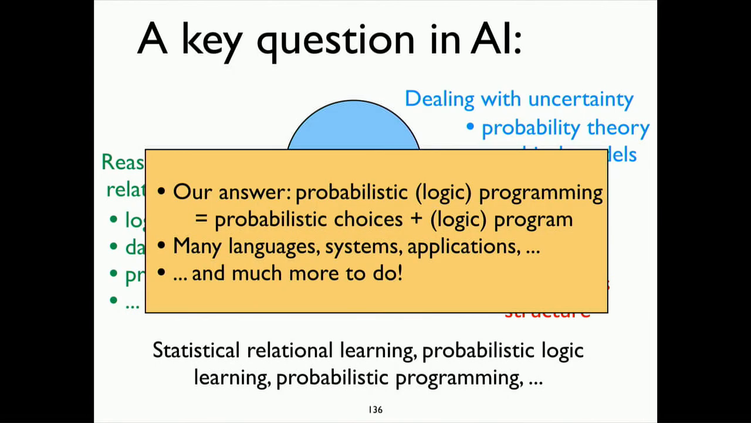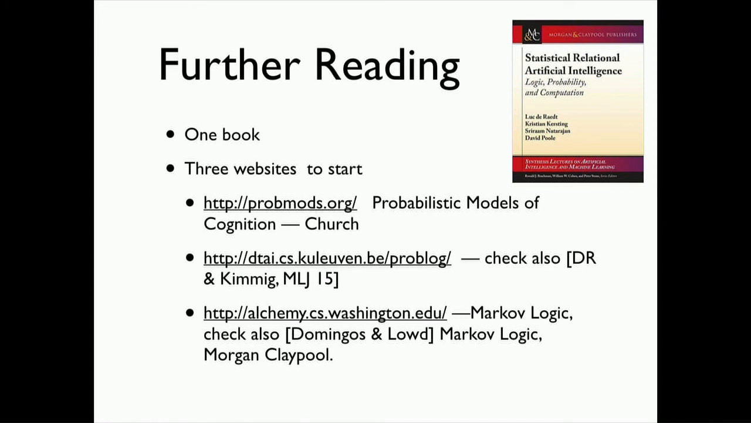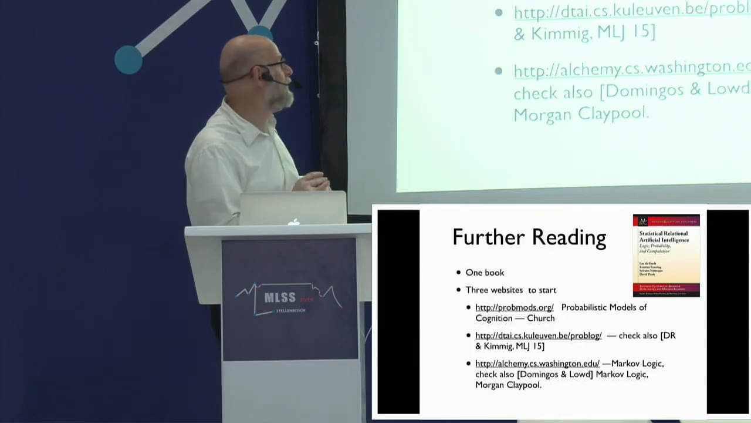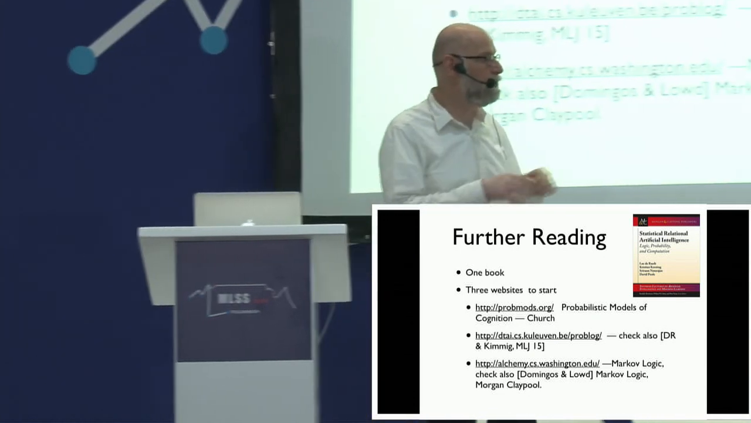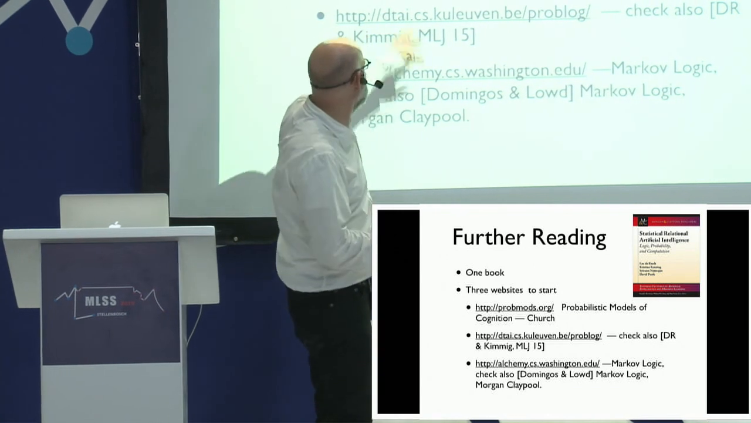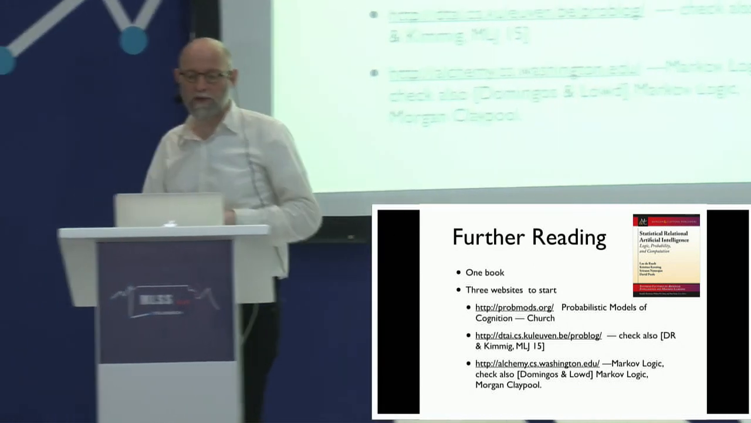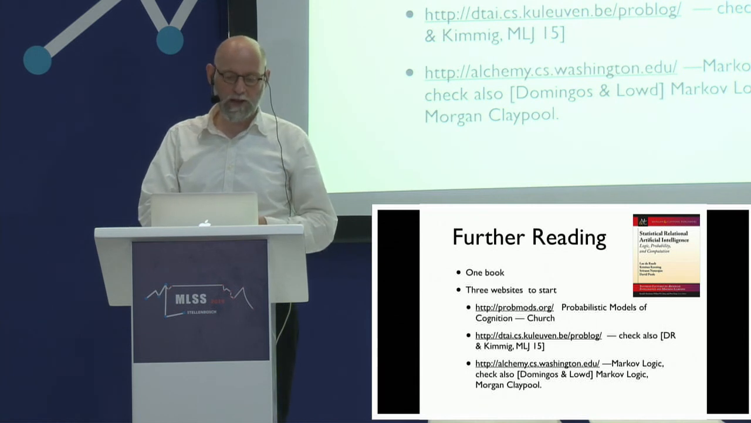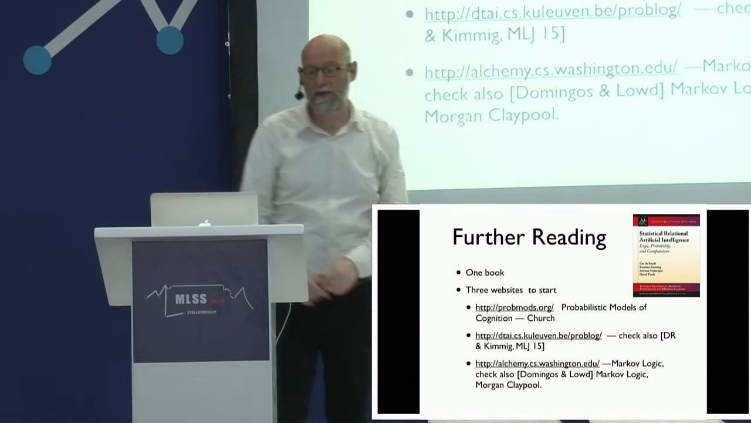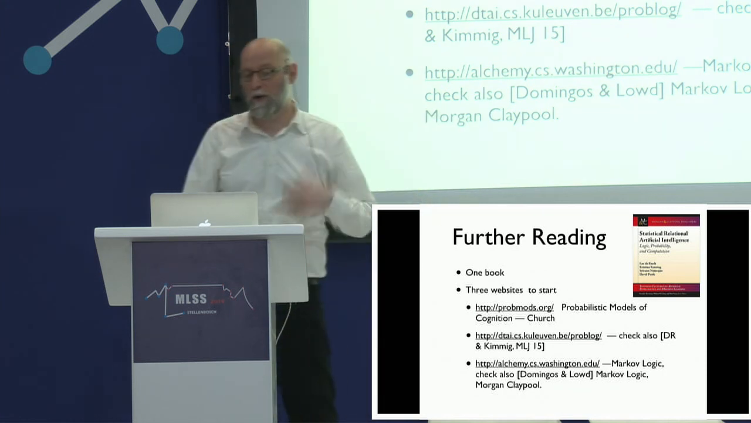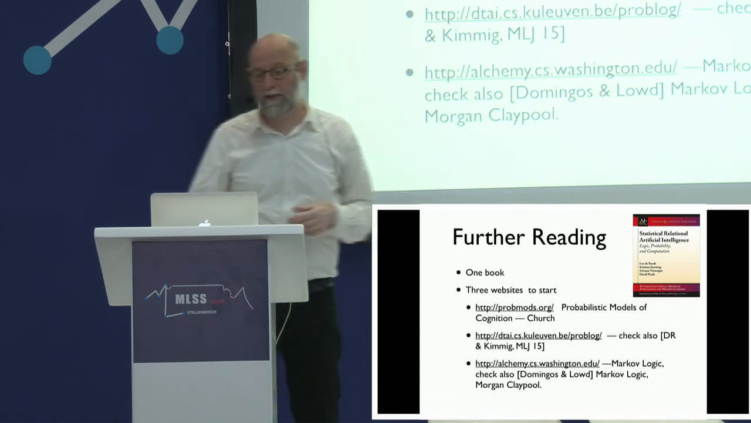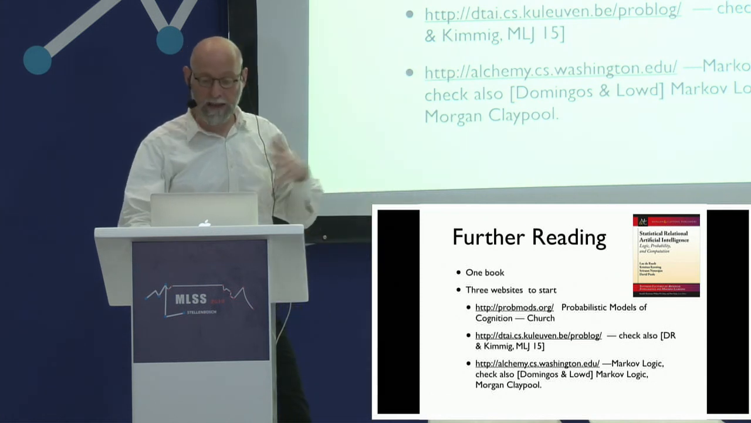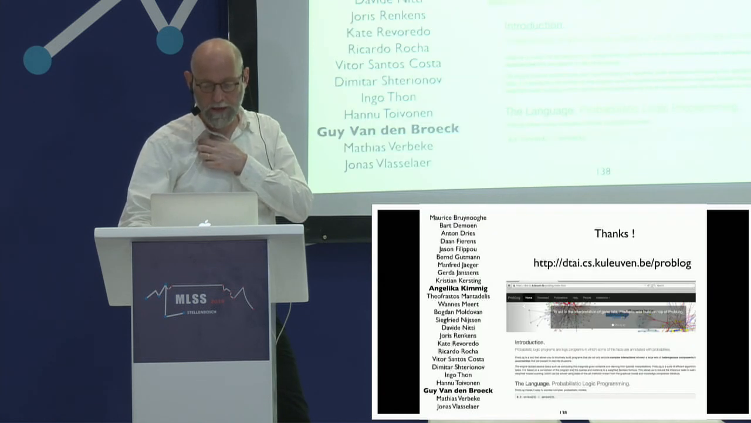In case you want to read on this, for pure probabilistic programming, I'd recommend a pretty nice, readable account of the Church language, also with an interface where you can type in programs and see what you get back. I think they now have their second version already. It's probmods.org, by the former MIT team. There is Problog, which is very similar. There is Alchemy, where you can look at the material on Markov logic. And there is also a book that gives a pretty gentle introduction to the field.